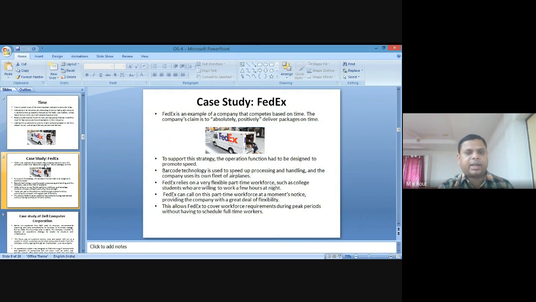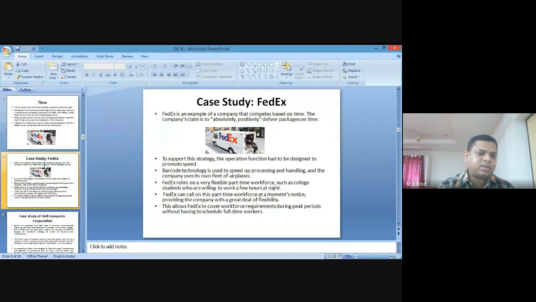So they directly go for time and compress the lead time in case of routes and destinations. FedEx has a different type of strategy. To support this strategy, the operations function has to be designed to promote speed. So what kind of operations function have they designed? They have implemented a wide range of vehicles. They also diversify towards hybrid vehicles, sports utility vehicles, and also flights and cargo ships.